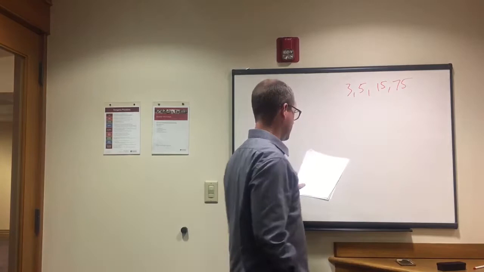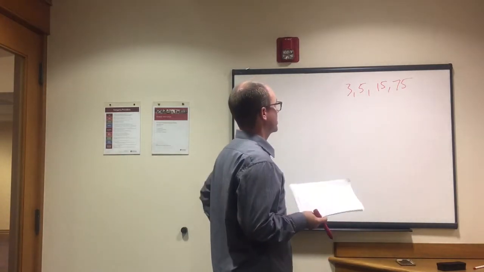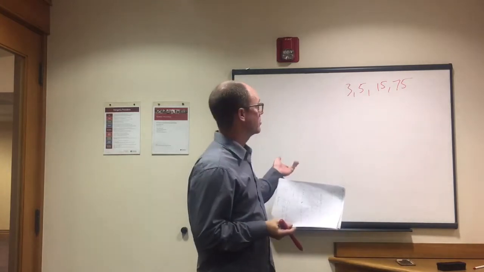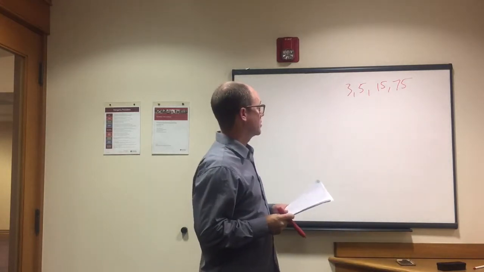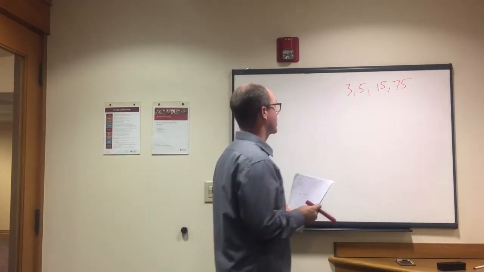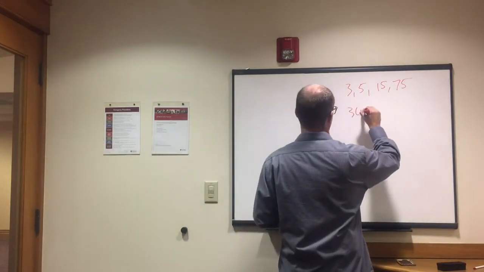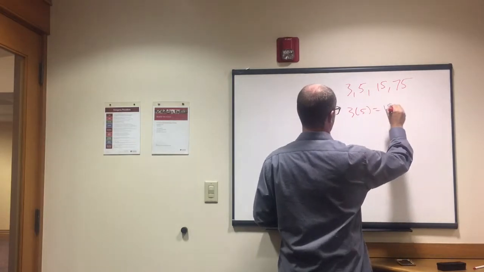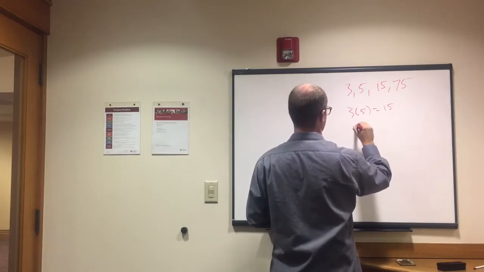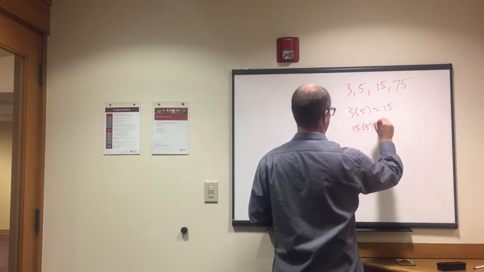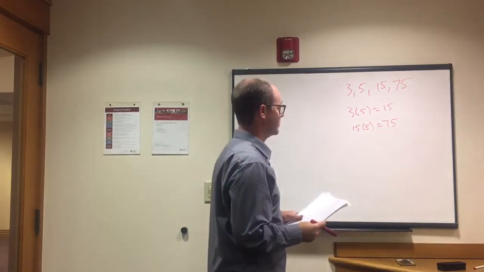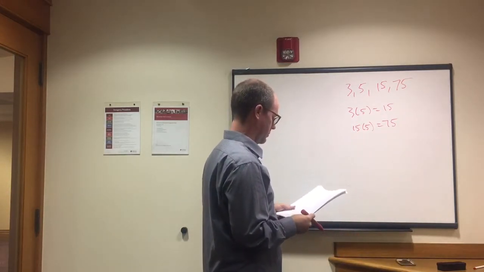Okay, how do we get this? Okay, so on the previous one, it was adding the previous two numbers together. On this one, it's actually multiplying the previous two numbers together, right? And that 3 times 5 equals 15. Okay, 15 times 5 equals 75. What's the next number going to be?